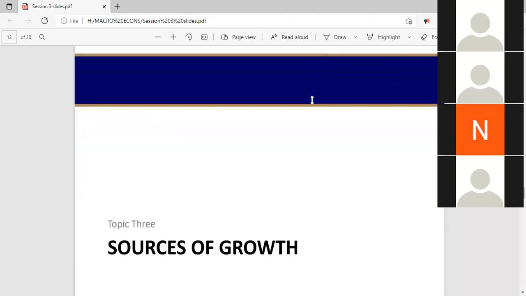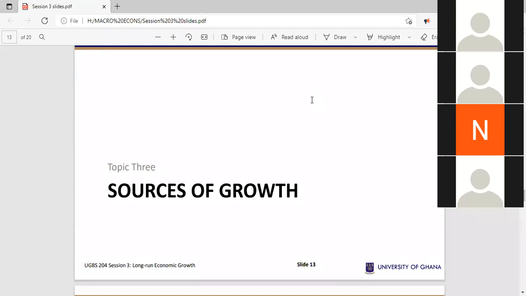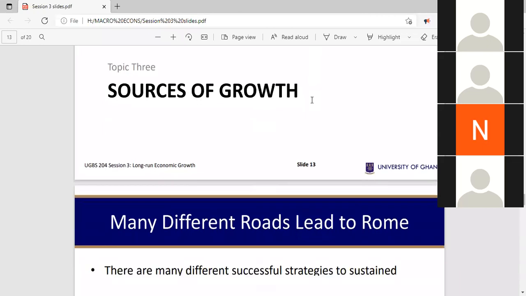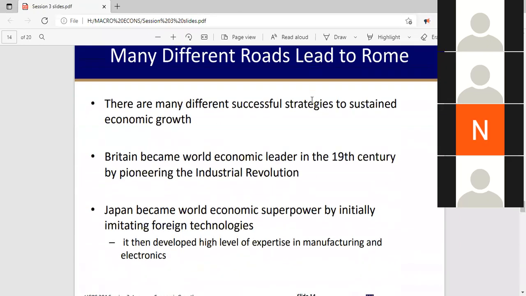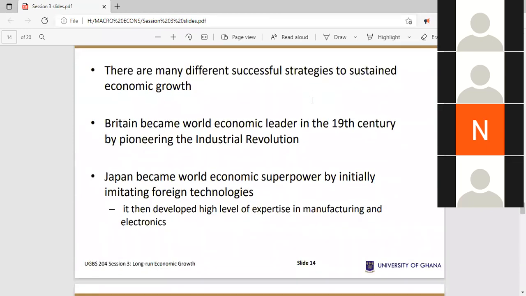Okay, so where is all this growth coming from? What are the sources of this growth? Now we are saying that many roads lead to Rome. Different roads can lead to Rome. So many countries have tried so many strategies to ensure that their economy is growing.